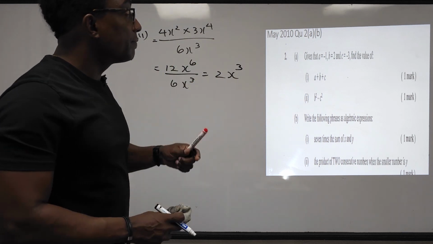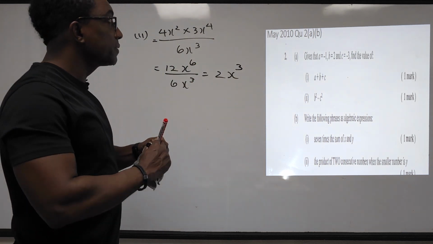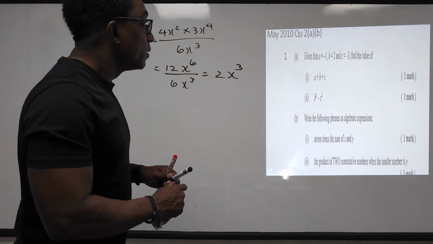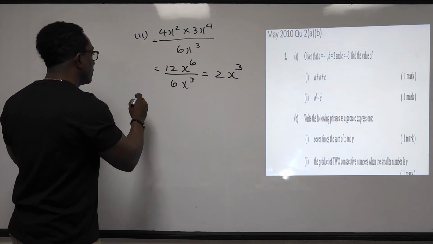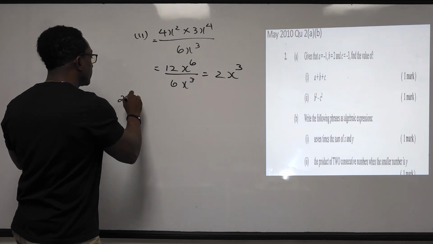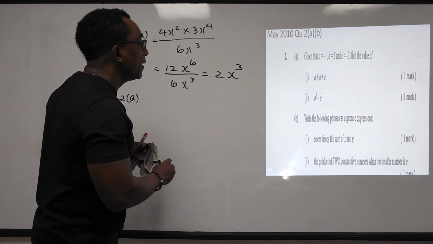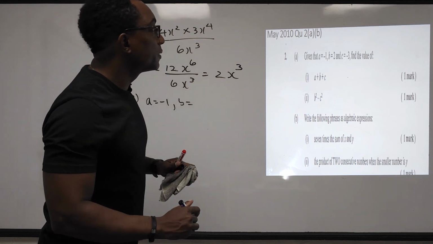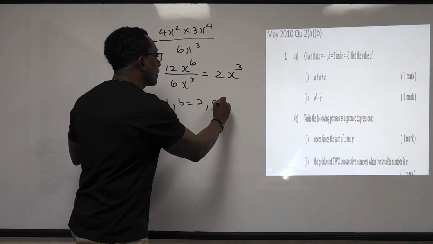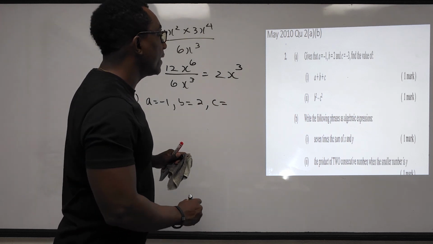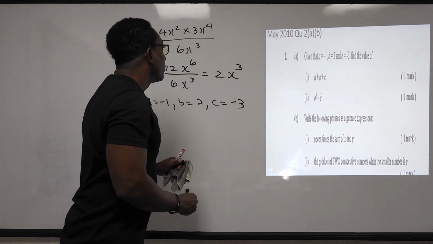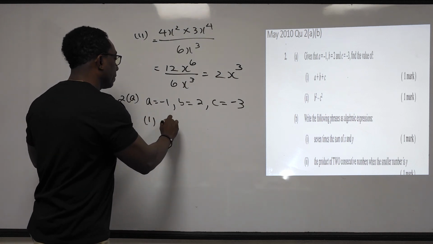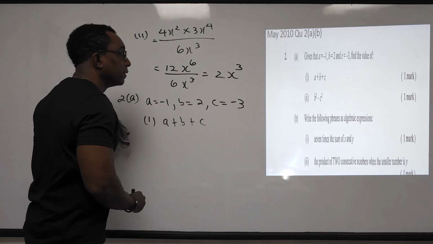Again, we have substitution of numbers for variables in expressions. And of course, these are all past paper questions, both old and new. So we have here question 2, A. So given A is equal to -1, B is equal to 2, and C is equal to -3, we are asked to find the value of A plus B plus C.